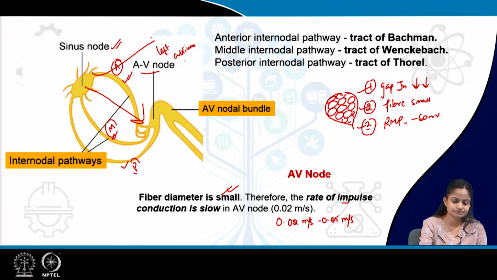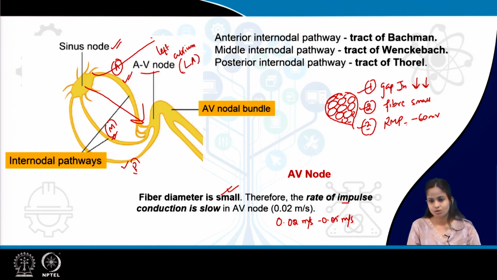So, the anterior internodal pathway is giving two branches. The first branch goes directly to the AV node and the other branch goes directly to the left atrium. That branch is known as the tract of Bachmann or Bachmann tract. Now, the middle internodal pathway, also known as the tract of Wenckebach, generally supplies the interatrial septum, and the posterior internodal pathway is the tract of Thorel, which usually traverses from the posterior surface of the SA node to the posterior surface of the AV node. So, this is all about the internodal pathways between the SA node and the AV node.